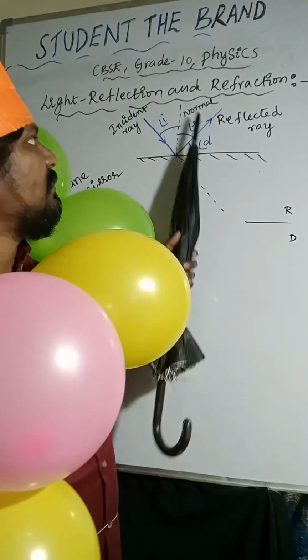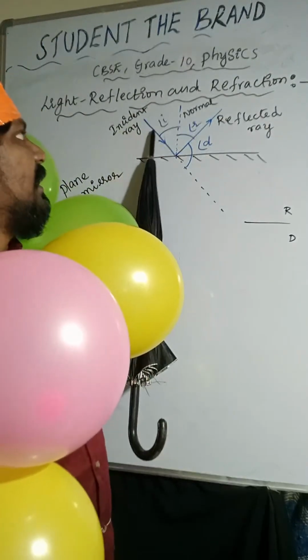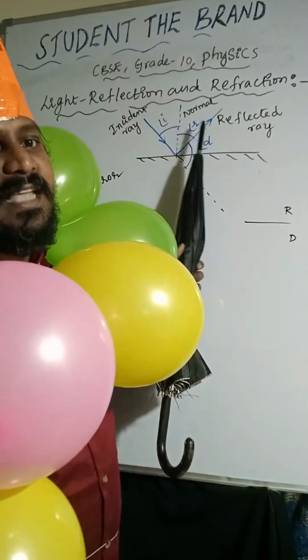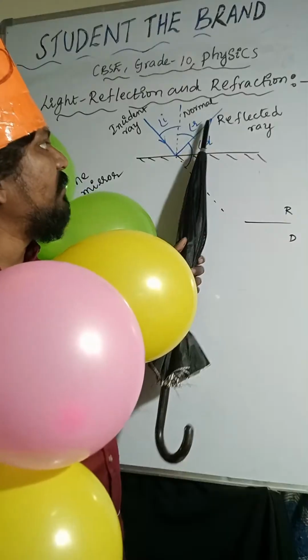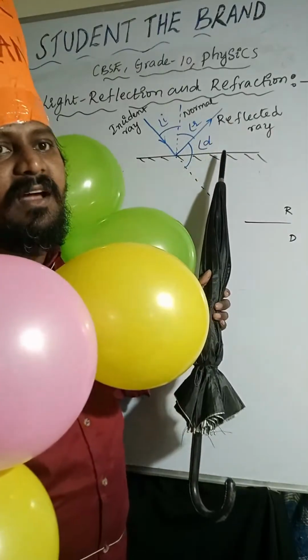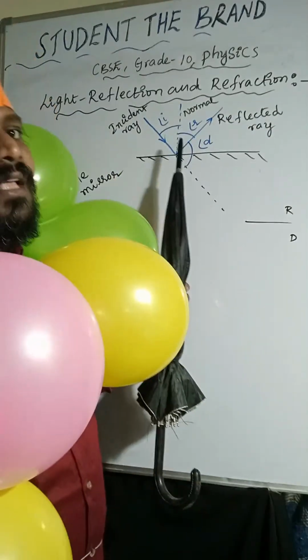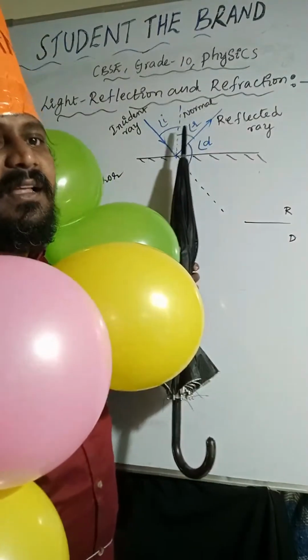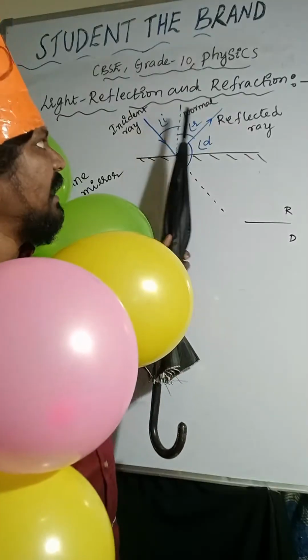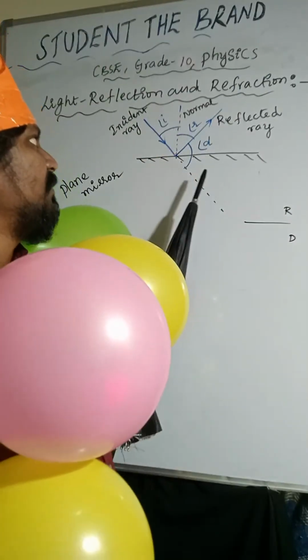Incident ray, reflected ray, normal line. The angle between the incident ray and the normal is called the angle of incidence. The angle between the reflected ray and the normal line is called the angle of reflection. The angle between the reflected ray and the undeviated line is called the angle of deviation. So what is the angle of incidence? The angle between the incident ray and the normal line. The angle between the reflected ray and the normal line is called the angle of reflection.